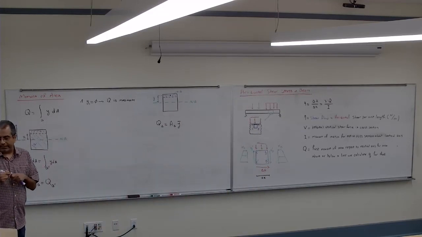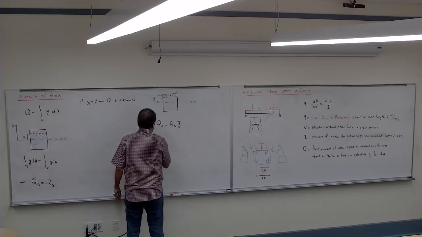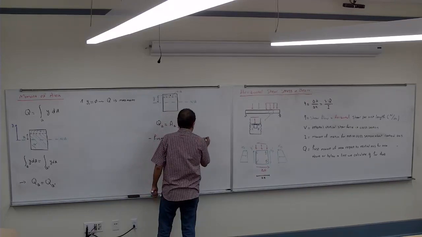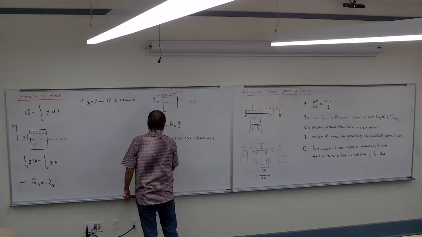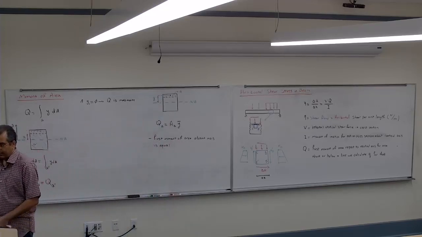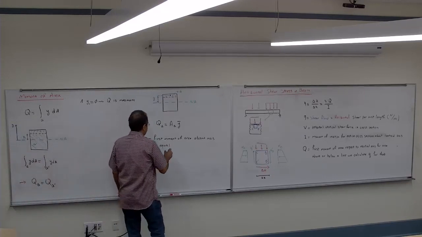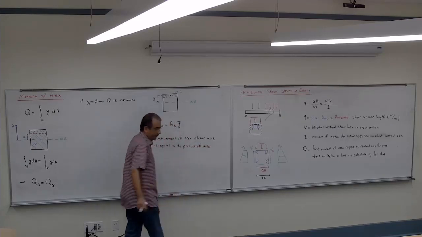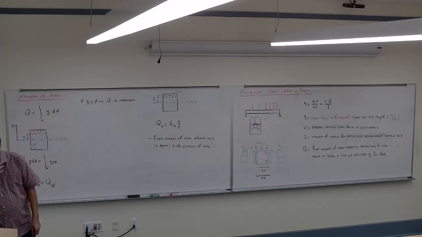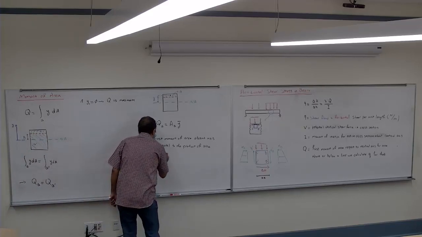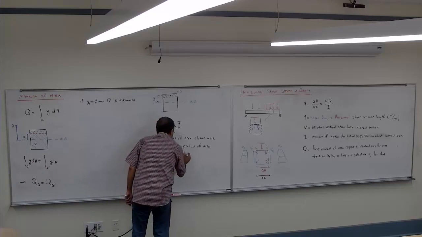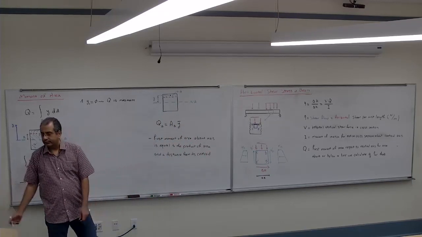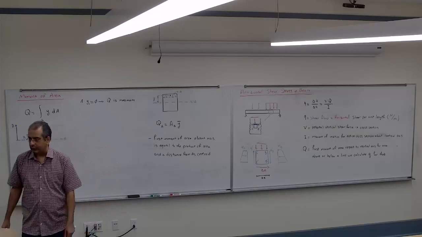So the first moment of area about an axis is equal to the product of area and the distance from its centroid to the axis.